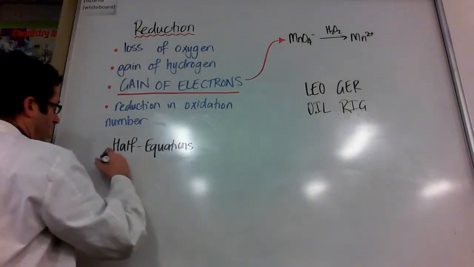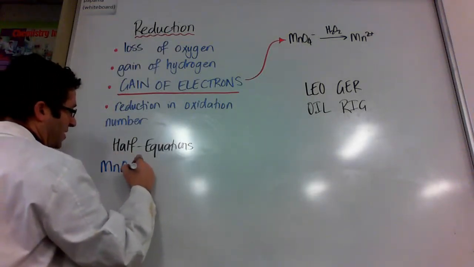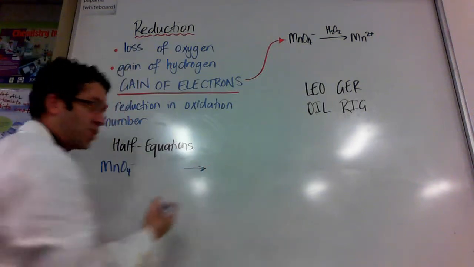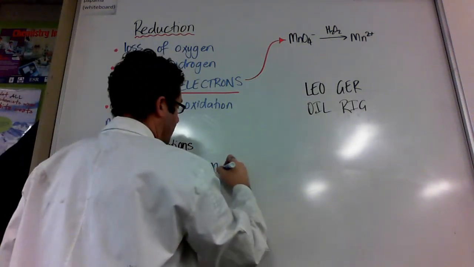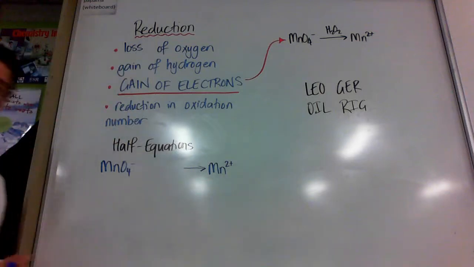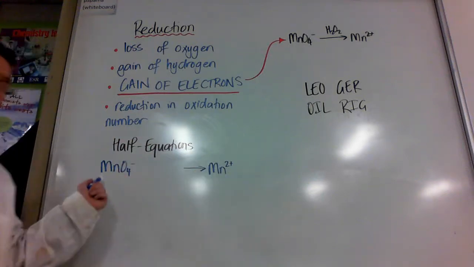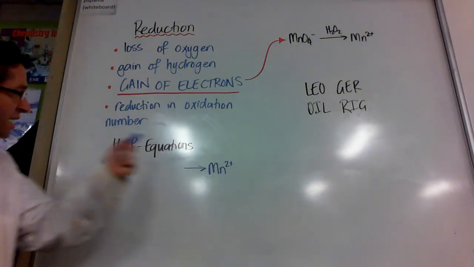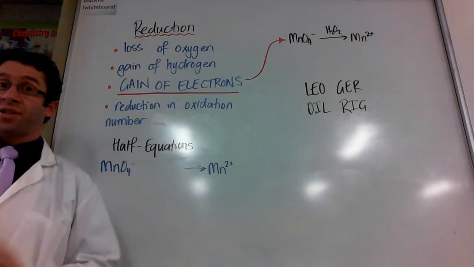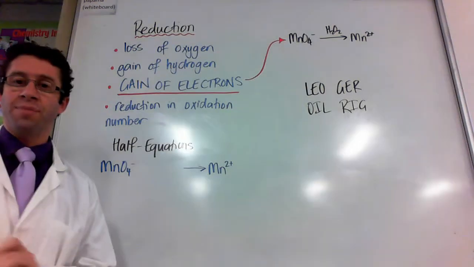Permanganate, which is the purple stuff we started with, was turned into manganese 2 plus, which is the nearly colourless stuff that we ended up with. The first thing I look at is the metal that's involved, the Mn. And I see there's one on this side and one on this side. So that's balanced. So we're pretty good so far. We don't have to do too much.